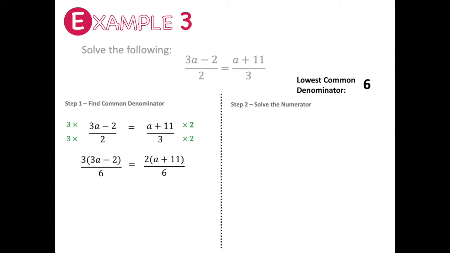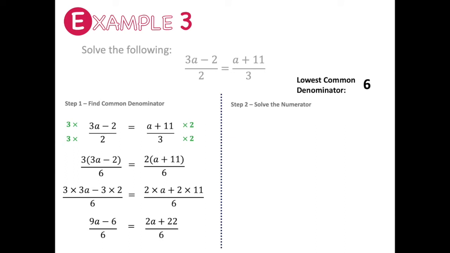Applying the distributive law to those fractions, 3 times 3a minus 3 times 2 over 6 is equal to 2 times a plus 2 times 11 over 6, which is equal to 9a subtract 6 over 6 is equal to 2a plus 22 over 6. Now I've got an equation that has fractions with the same denominator. I can remove my denominator and I'm left with 9a minus 6 is equal to 2a plus 22.